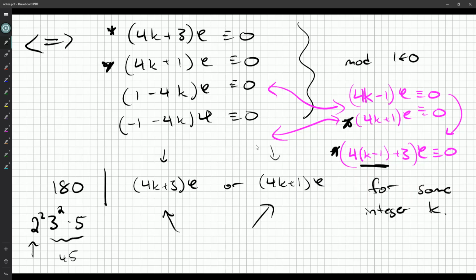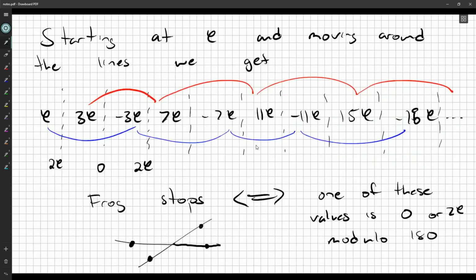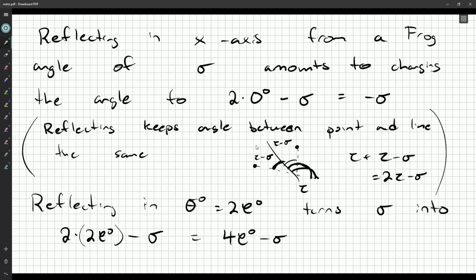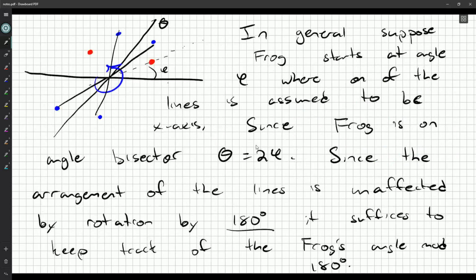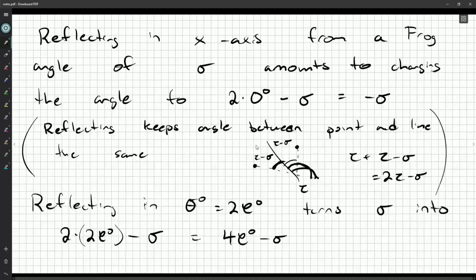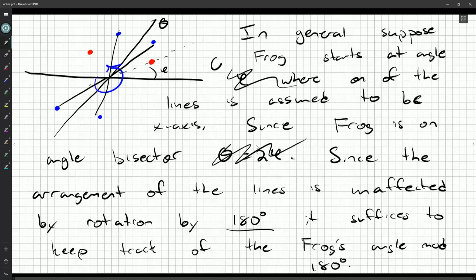So... Yeah, this is a problem. So, now it's not too much of a problem because of what I've done. What I would probably do at this point is go back, get rid of this part here, and just replace all my phi's with thetas over 2. Now, the frog starts at theta over 2.